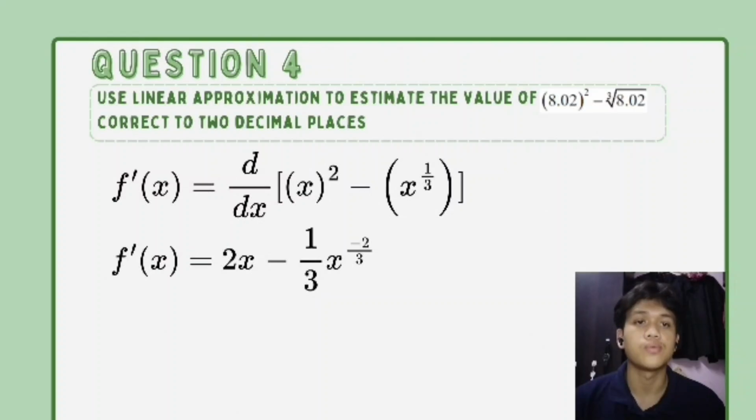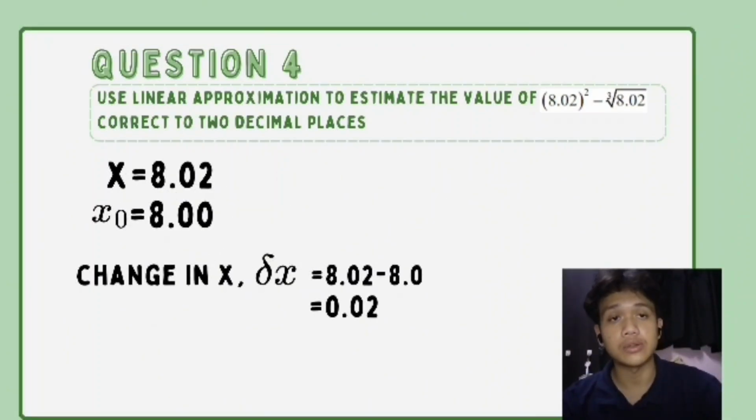The next step is to find f prime. To find f prime, we need to differentiate f(x). So x squared minus x to the power 1 over 3 will differentiate and become 2x minus 1 over 3 x to the power of negative 2 over 3. So next, we're going to find x naught and delta x. So x, we already know the value is 8.02.